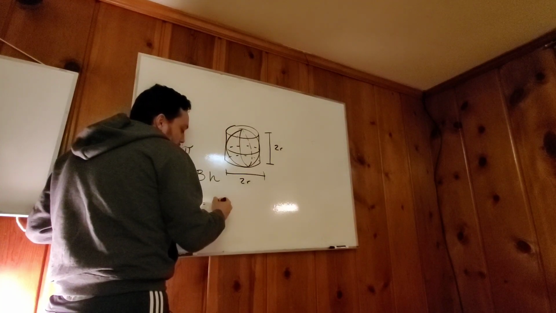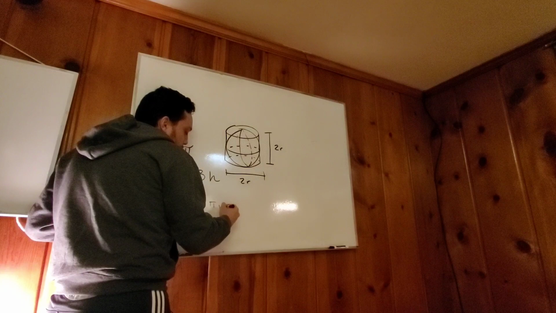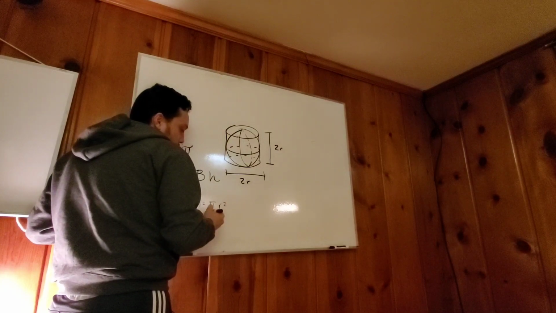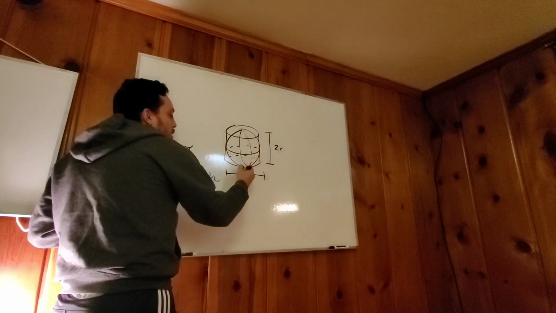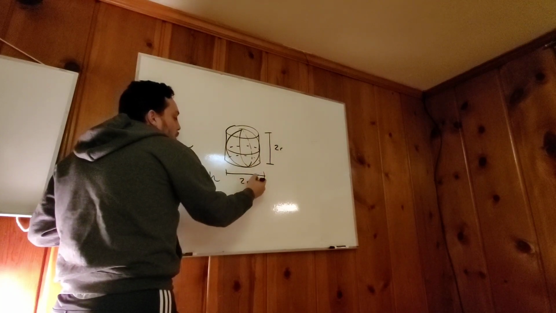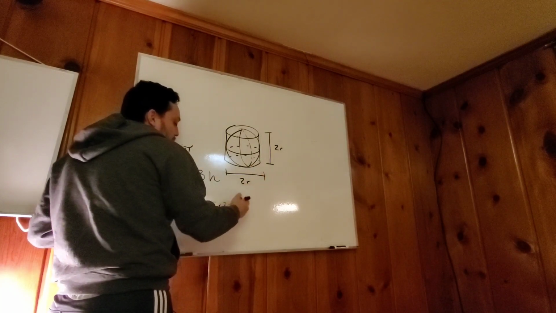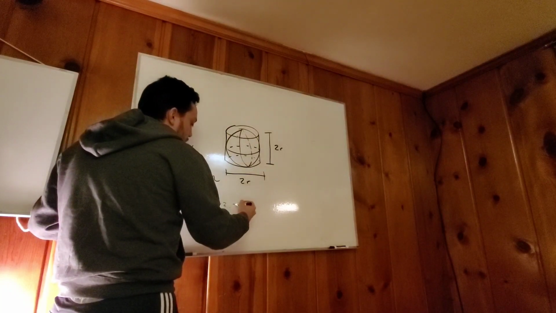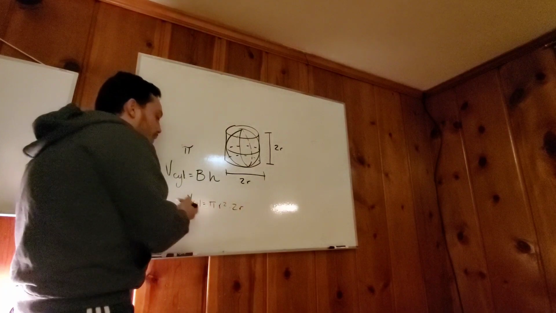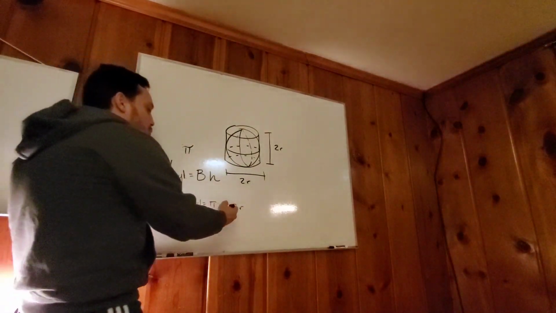Volume of the cylinder is going to be pi radius squared times the height. It's easy, and the reason I decided to go with 2 radius and not 1 diameter is because what is 1/2 of 2 radius? 1/2 of 2 radius is just 1 radius. So pi radius squared times 2 radius. That's what it's going to be.